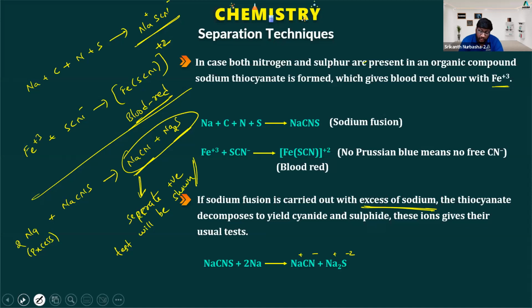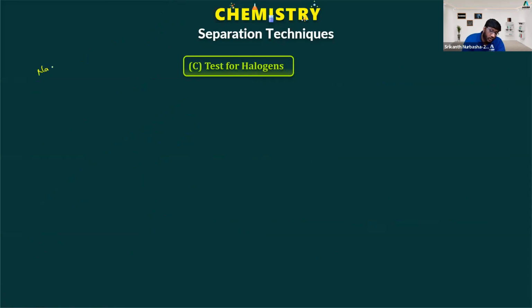Then we have halogen. If we have halogen, the sodium will react with X2 to form NaX. So NaCl, NaBr, NaI can be formed. NaF we will not form. The fluorides can't be detected because AgNO3 can also react with NaF to form AgF, which is colorless.